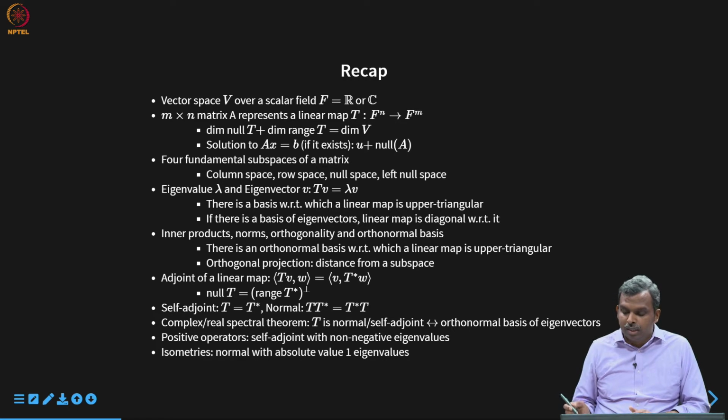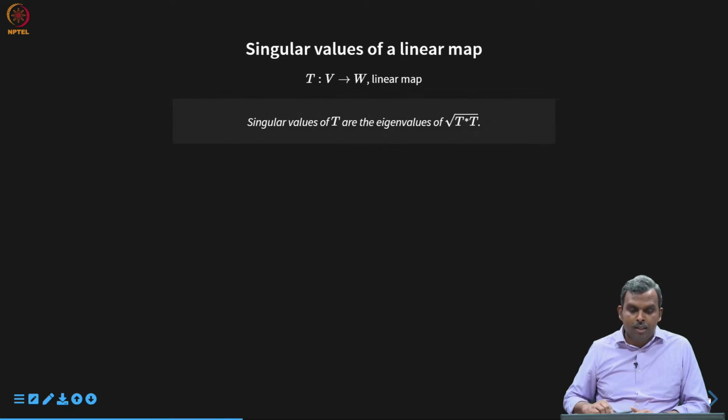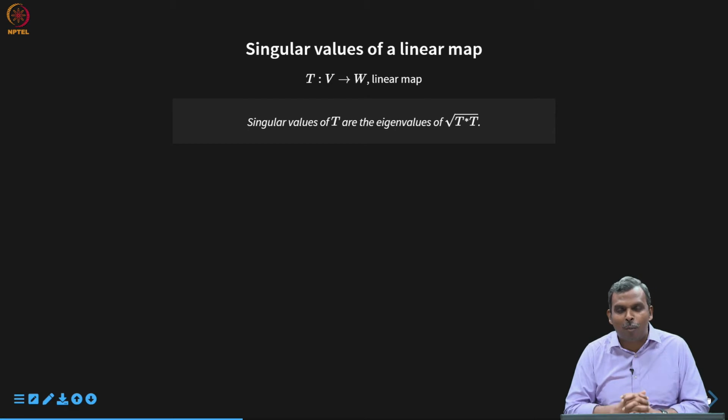Let's jump into singular values. Here's the definition of a singular value of a linear map. Let's take a linear map T from a vector space V to a vector space W. The singular values of T are simply the eigenvalues of the square root of T star T. That's a pretty big operator written in a very compact way: square root of T star T.